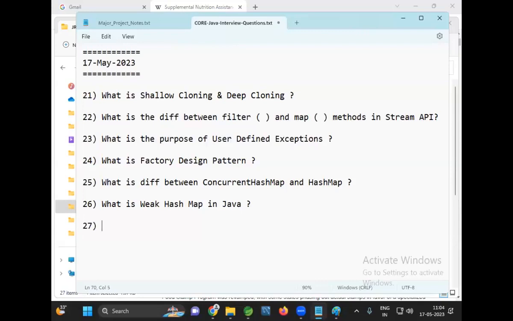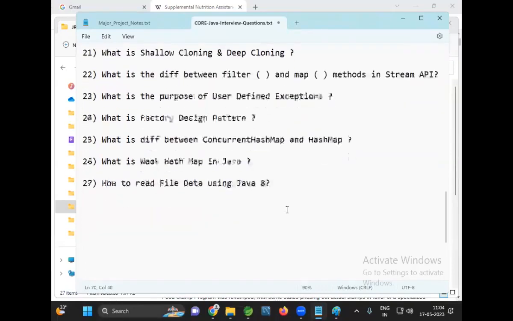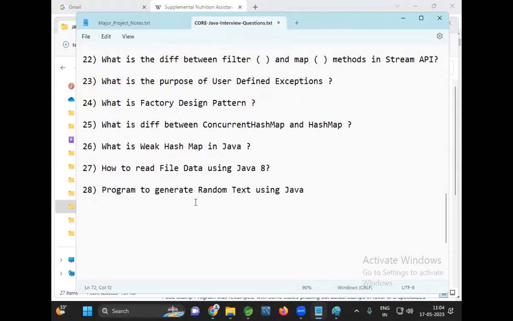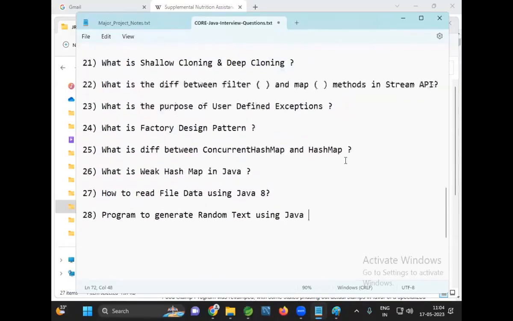And next one, how to read file data using Java 8. And next one, how to generate random text using Java. Program to generate random text using Java. We already did that in the mini project.